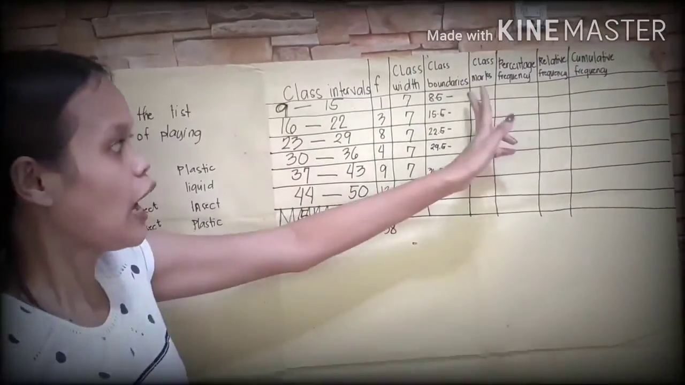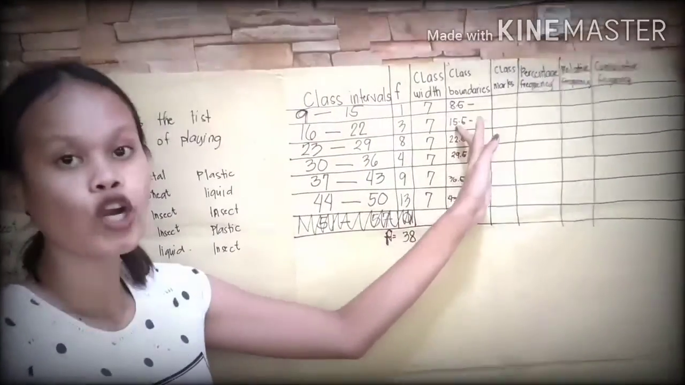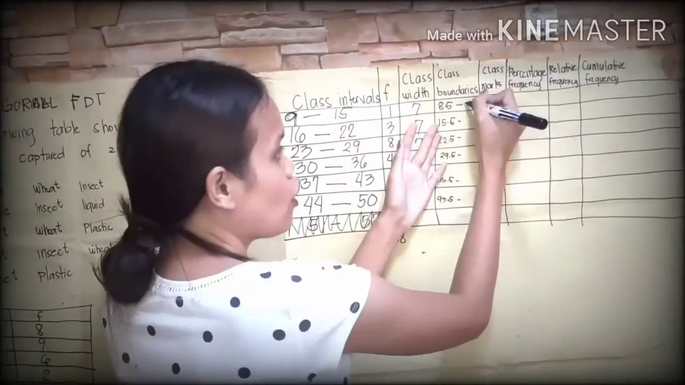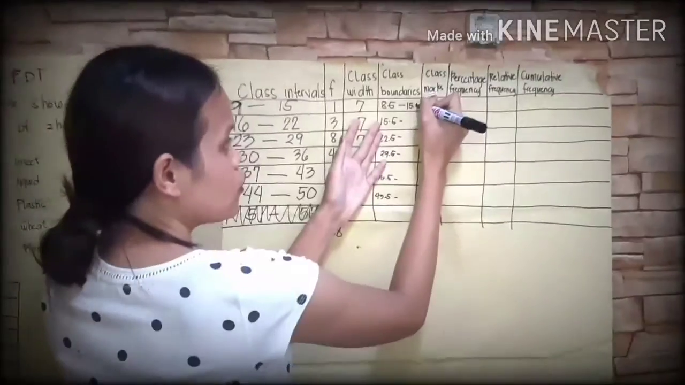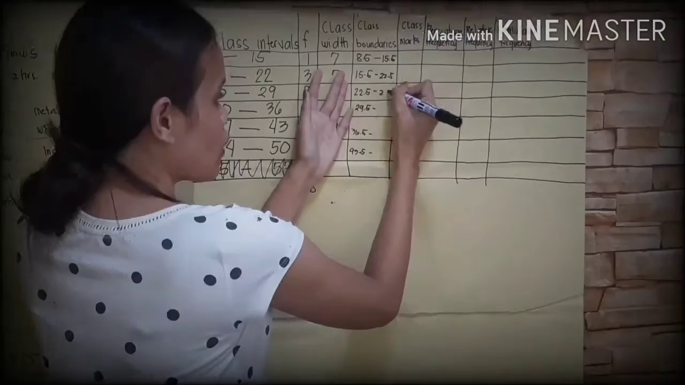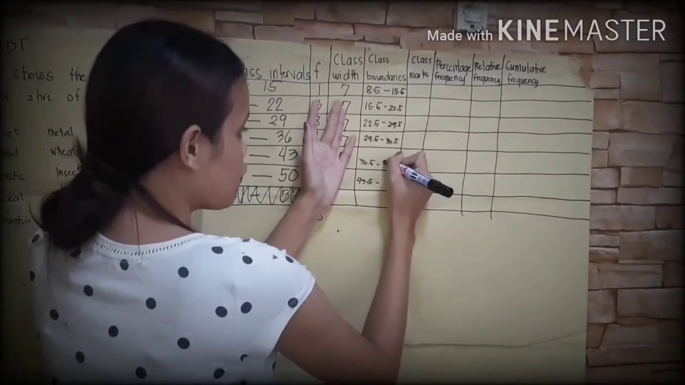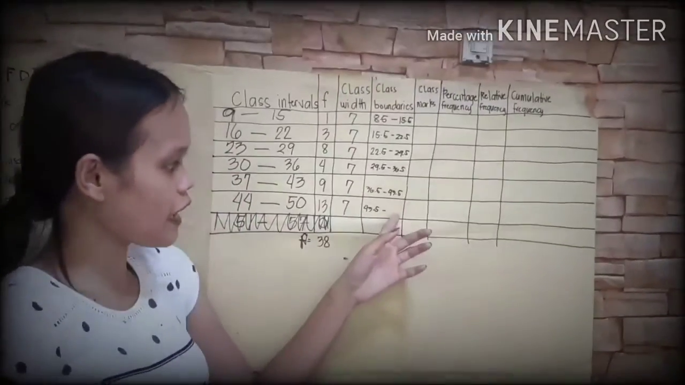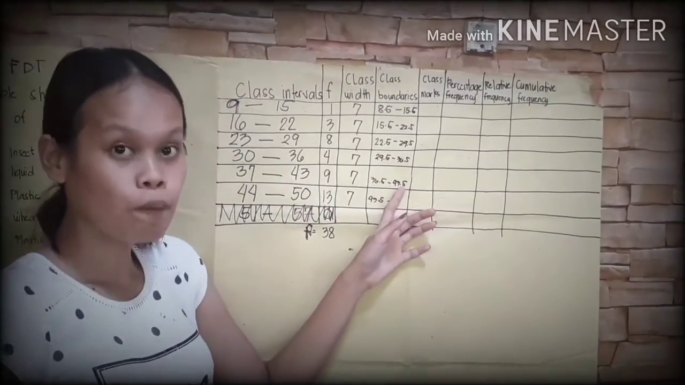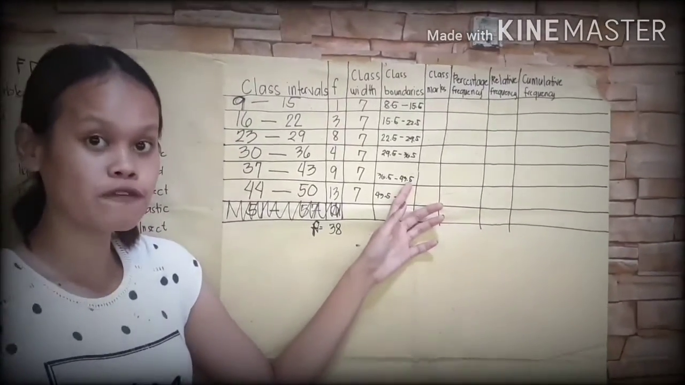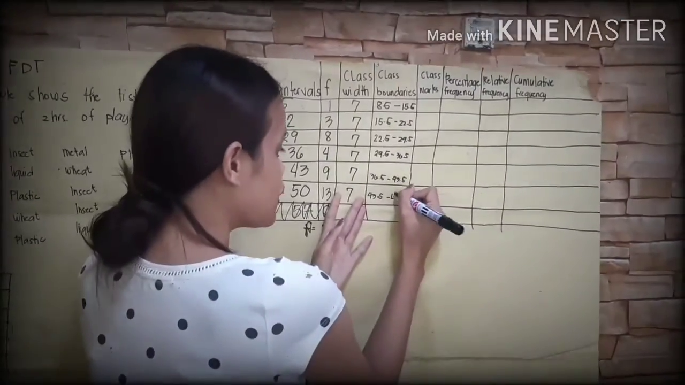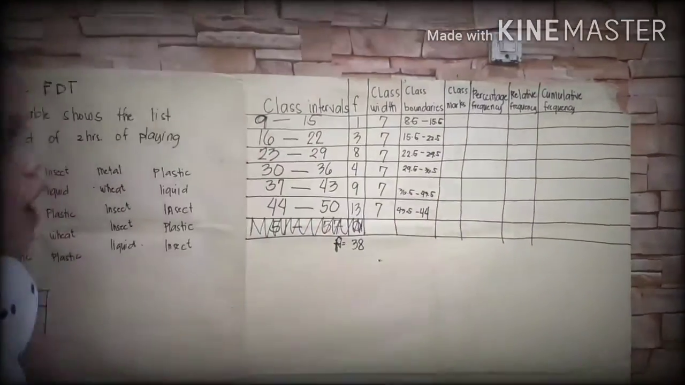And here in the upper class boundaries, you will just copy your lower class boundaries. So 15.5, you're going to put it here. 22.5, 29.5, 36.5, 43.5, and for the last one, you'll just add 0.5 to 43.5. So 43.5 plus 0.5 equals how much? 44. So that's how you get the class boundaries.